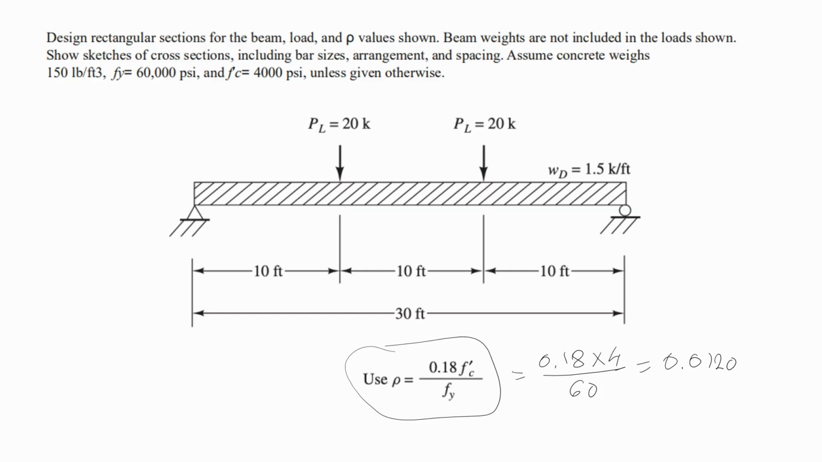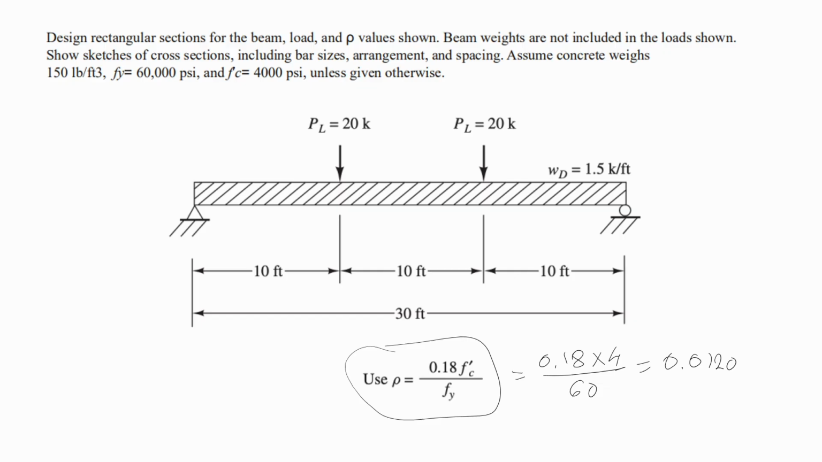Show sketches of cross-sections including bar sizes, arrangements, and spacing, and assume concrete weighs 150 pounds per cubic feet. Your yielding stress is 60,000 psi and compressive strength of concrete is 4,000 psi unless given otherwise.